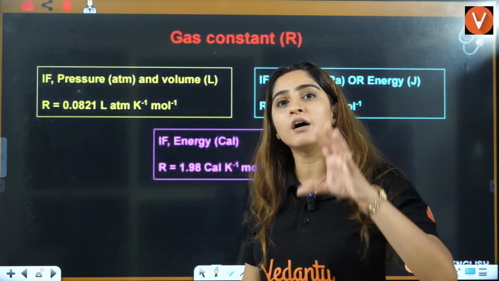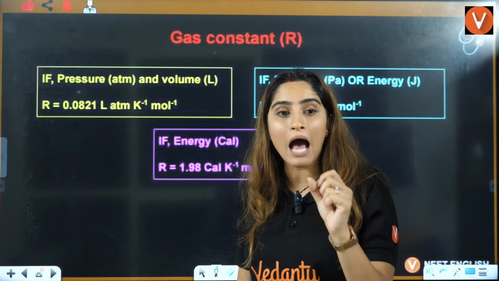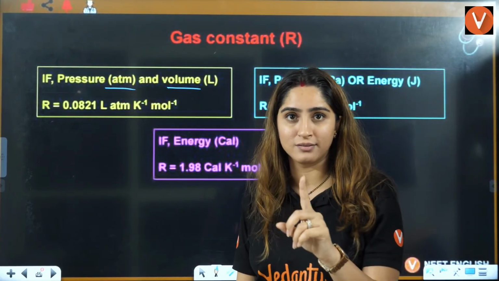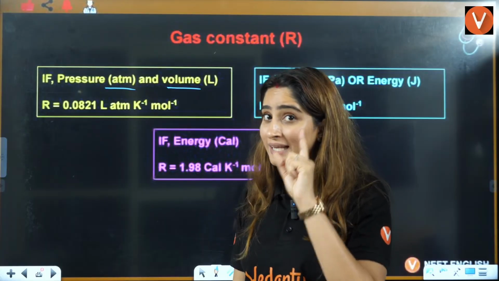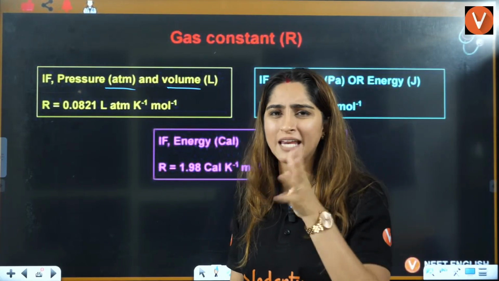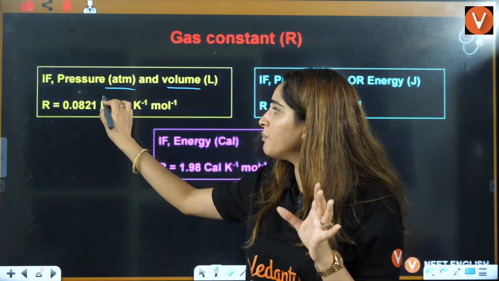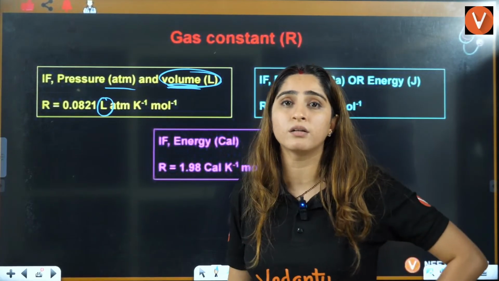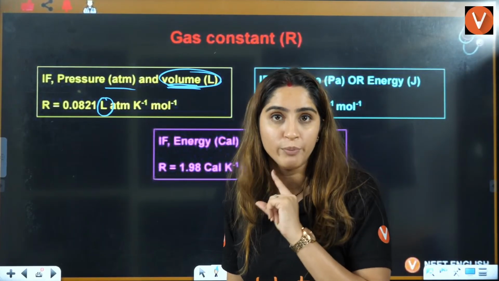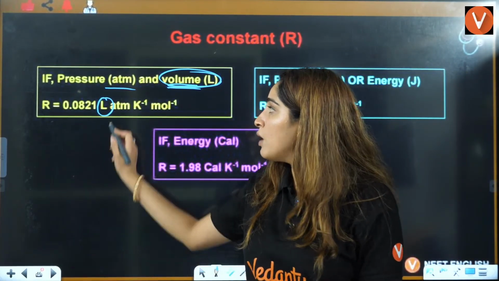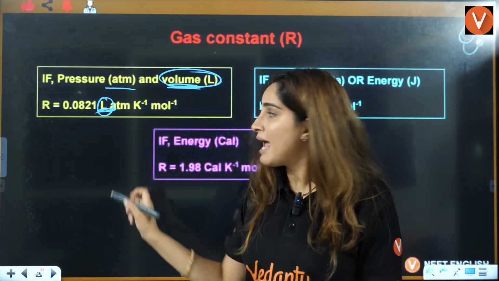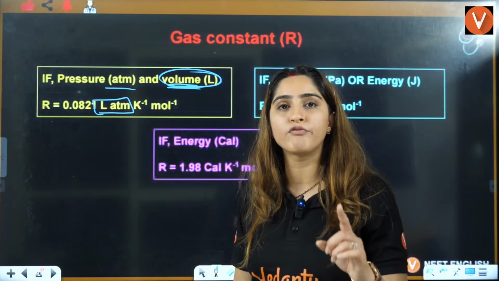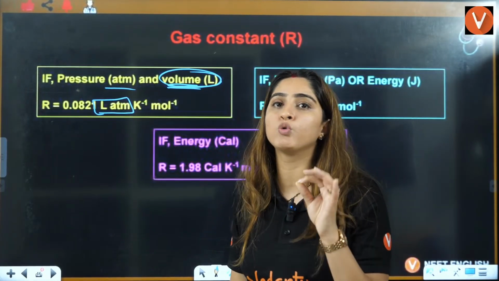Whenever in the formula you have volume and pressure in atmospheres, volume in liters or milliliters, anywhere it will work. But if you don't have volume in liters, you have to convert the volume into liters. I have told you how to convert the volume into liters. Now, if you have volume in liters and pressure in atmospheres, then you will use the value 0.0821.